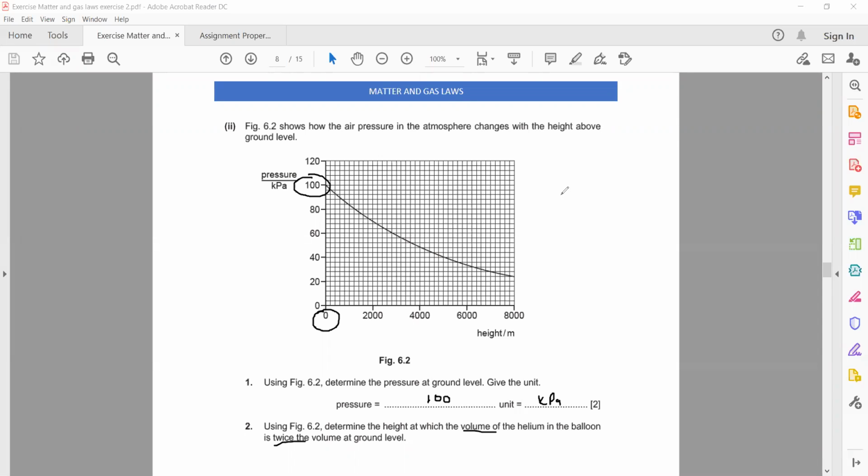So pressure and volume are inversely proportional, as we know. So if we want the volume to be double, then the pressure should be half. Because we have to determine the height at which the volume of the helium in the balloon is twice the volume at the ground. So if volume is double, the pressure should be half. If original pressure was 100, half of the pressure will be 50. So at 50, we'll draw a line from the 50 mark.